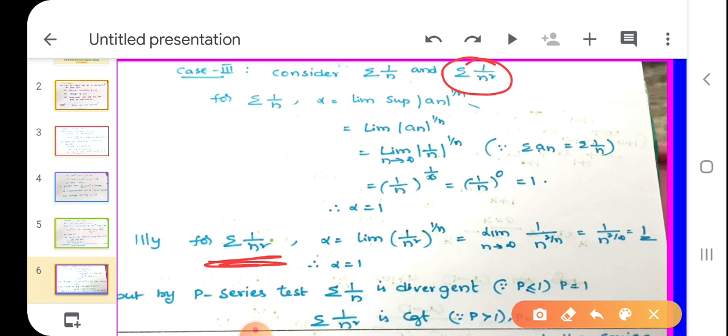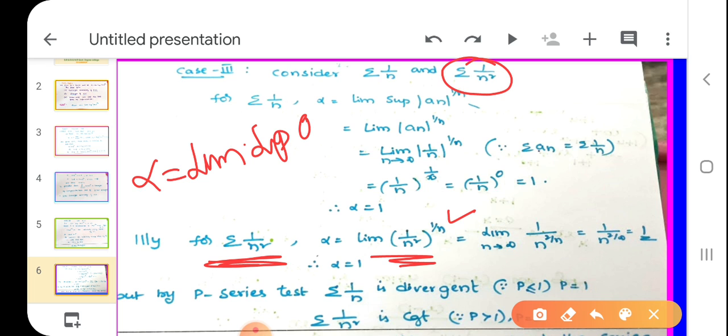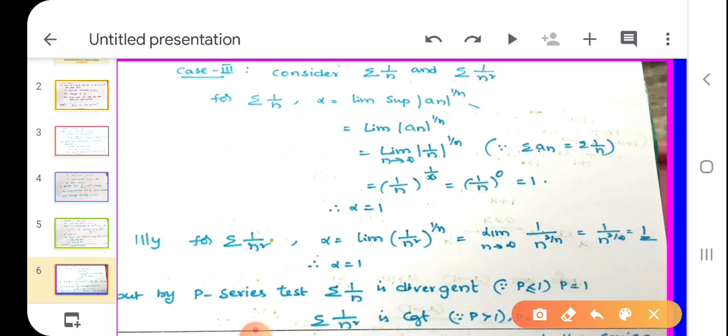Now I take another example. Summation 1 by n squared. Here also, first I find the limit alpha equals limit as n tends to infinity of |an| whole power 1 by n, by root test. What is the root test? Alpha equals limit supremum of |an| whole power 1 by n. What is an here? 1 by n squared. So I write limit 1 by n squared whole power 1 by n. Then 1 power 1 by n means 1. n squared power 1 by n means n power 2 by n. First I put infinity in the power. So I get 2 by infinity, that means 0. So here also we get alpha equals 1.